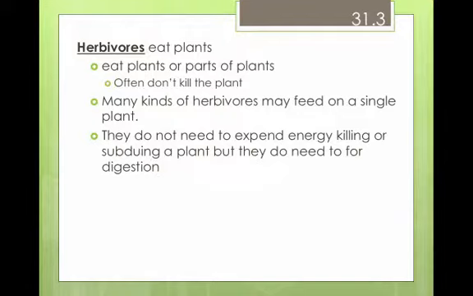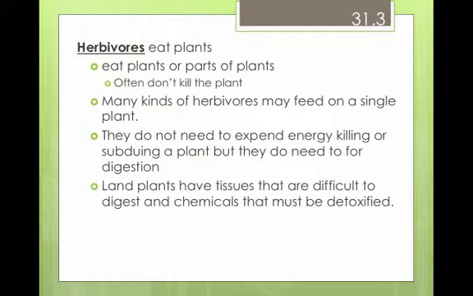And so that means that they do not need to expend their energy killing or subduing a plant, but they do need energy for digestion. On the other hand, you have predators and other organisms that need energy to just find and subdue their prey in order to eat them, along with using energy for digestion. So land plants have tissues that are difficult to digest and chemicals that must be detoxified. So that's where most of the energy goes, into digestion of plants.